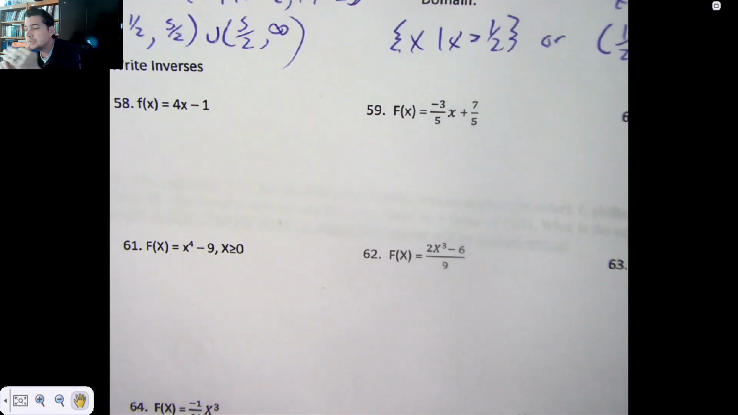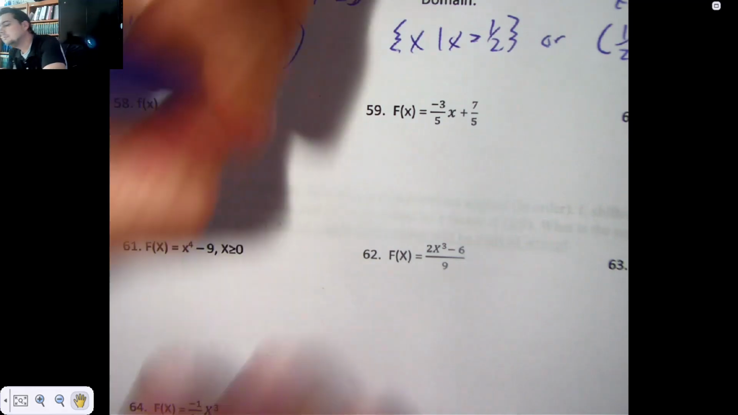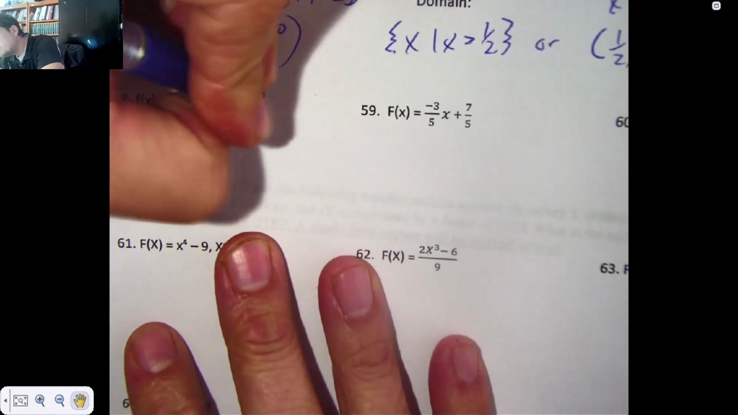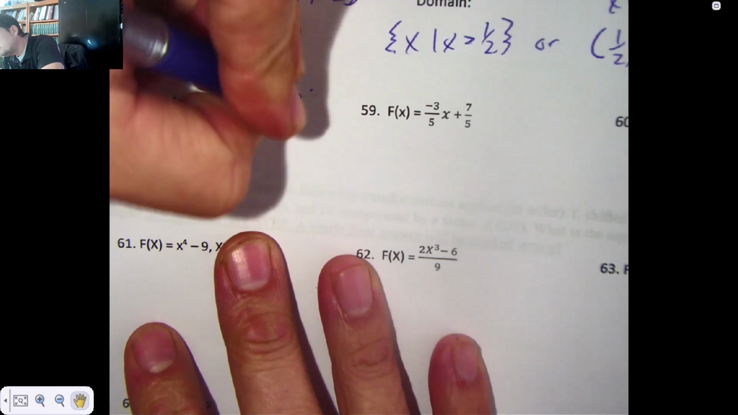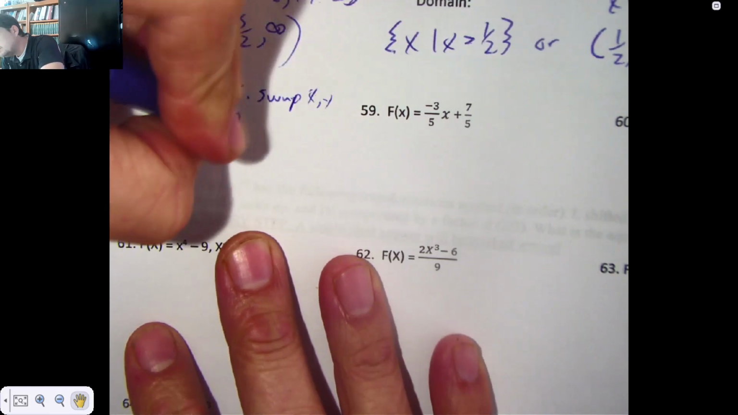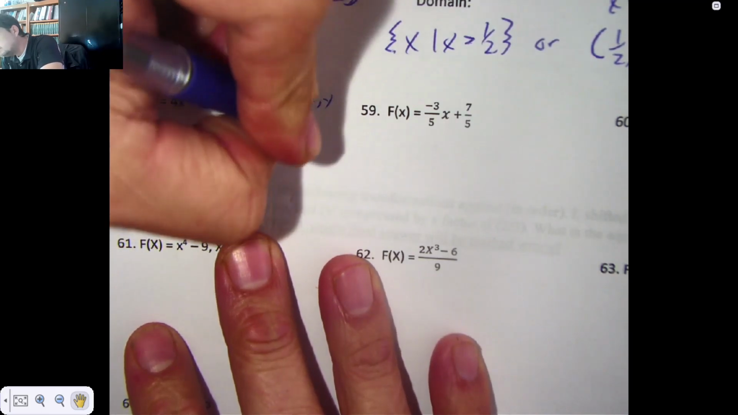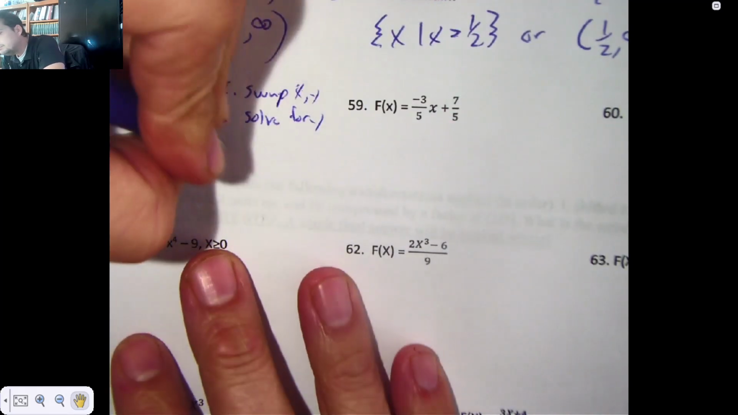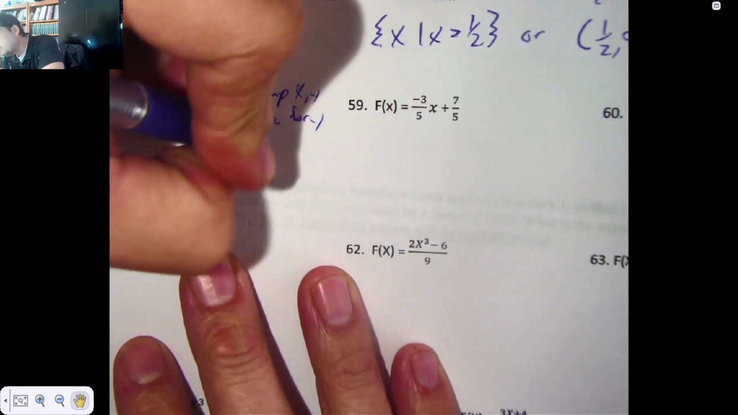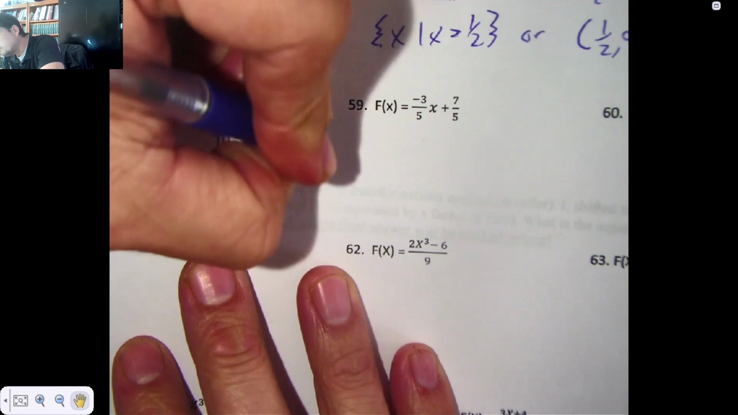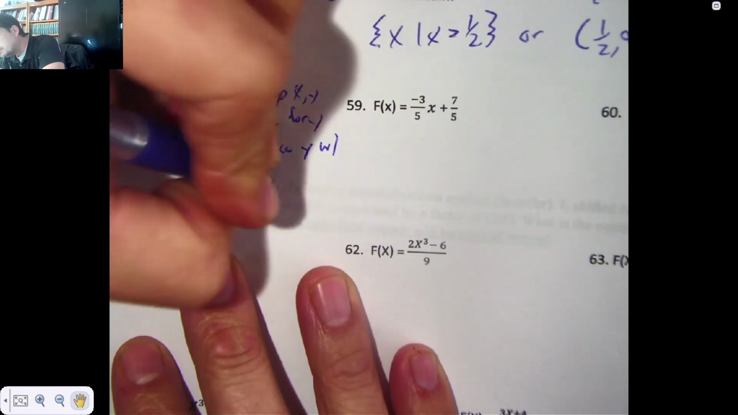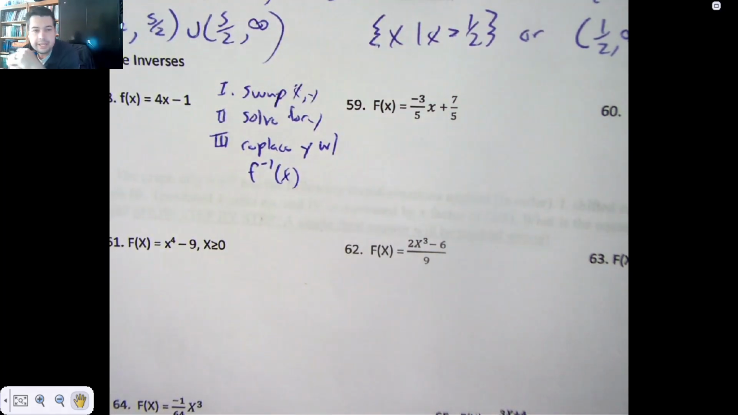Writing inverses. So the rules for writing inverses are pretty simple. First thing you do is you swap x and y. Second thing you do is you solve for y. The third thing you do is you replace y with something that is read as f inverse of x.